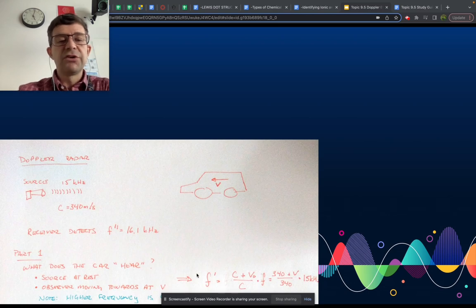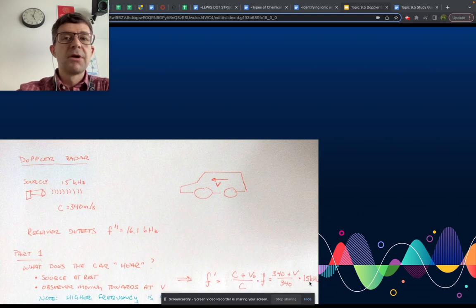So we use one of those first equations where the observer is moving and the source is at rest. So we have f prime is equal to the speed of sound plus the velocity of the observer, divided by the speed of sound, times the original frequency. Substituting in numbers just for clarity, we have (340 plus the speed of the vehicle) divided by 340, times 15 kilohertz.